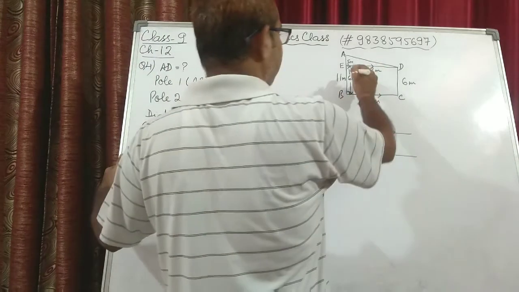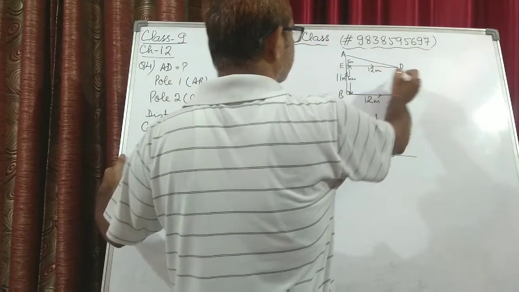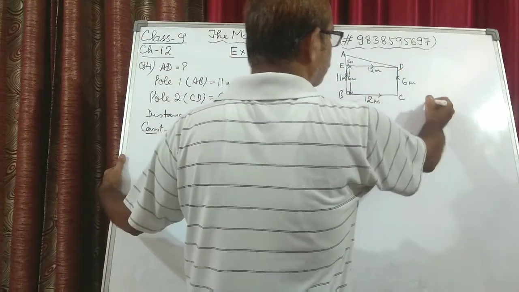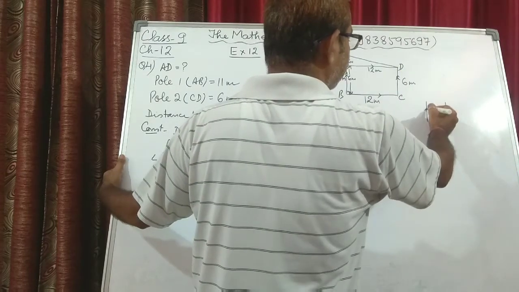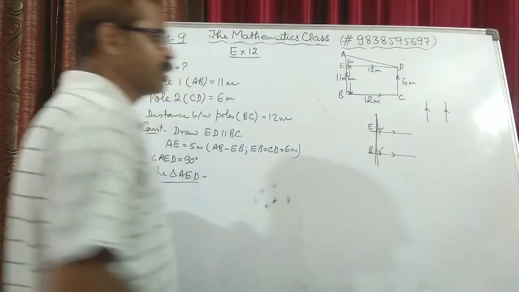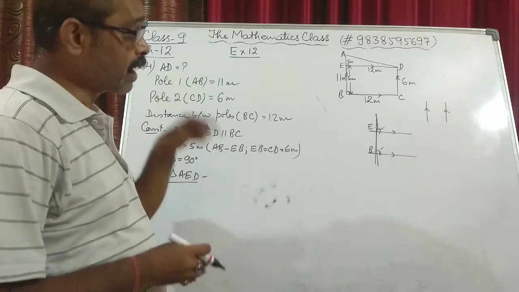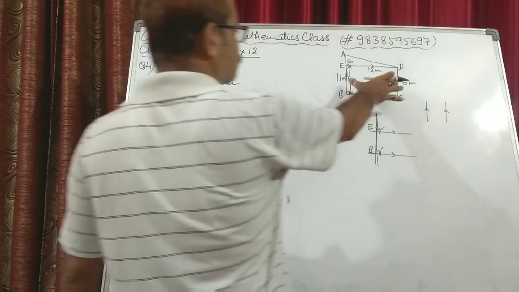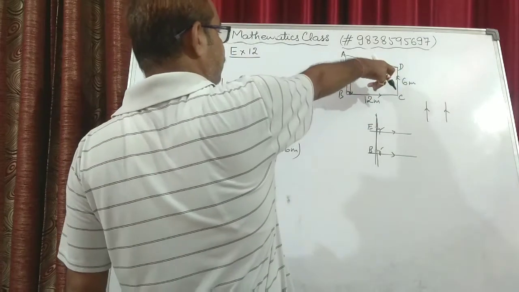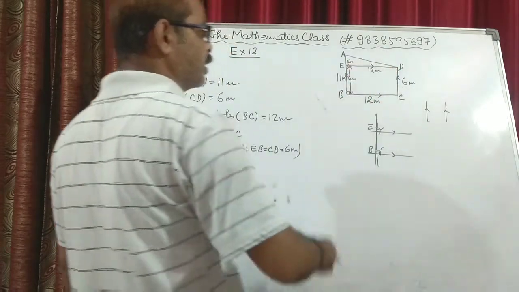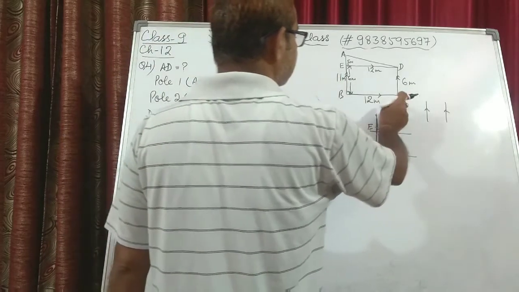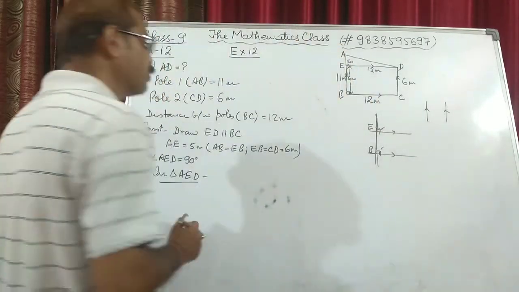and two sides are parallel, whereas these two are also parallel, because they say two poles stand vertically on the ground. If two poles are standing vertically on the ground, it means both of them are parallel to each other. So these two sides are parallel, at the same time these two sides are parallel by the construction. So it means that BCDE is a parallelogram.